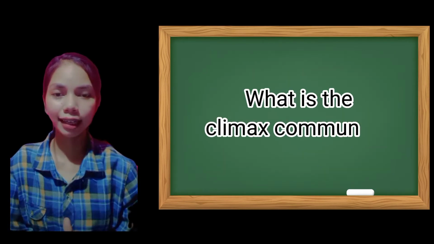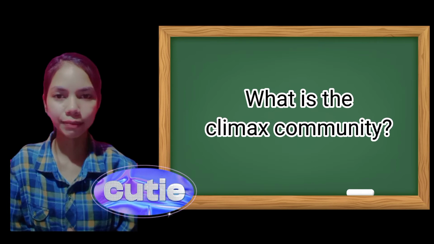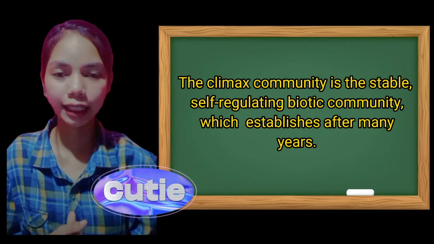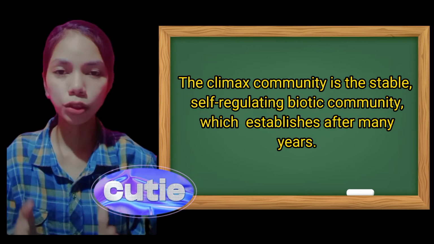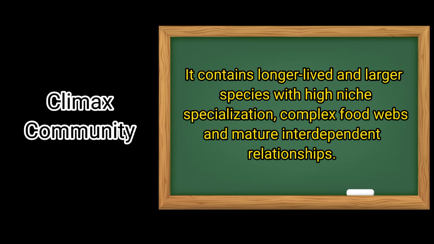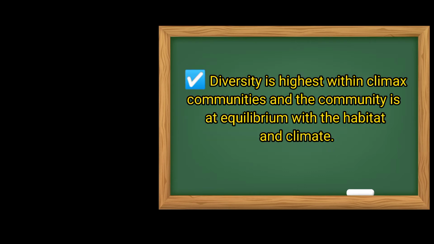Next, what is the climax community? So the climax community is the stable, self-regulating biotic community which establishes after many years. It contains longer-lived and larger species with high niche specialization, complex food webs, and mature interdependent relationships. Diversity is the highest within climax communities, and the community is at equilibrium with the habitat and climate.